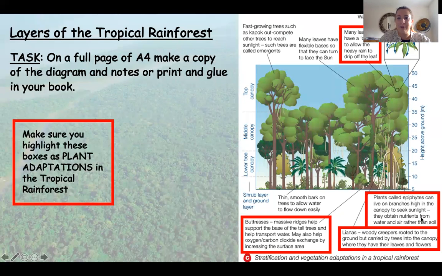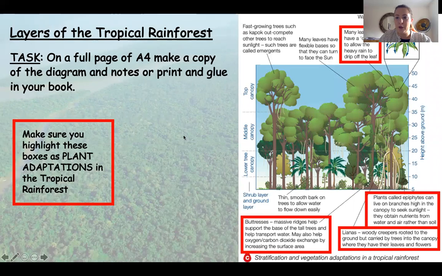Then our next bit is looking at the layers of the tropical rainforest. On a full page of A4 or half a page, it's up to you, I want you to make a copy of this diagram. It doesn't have to be a work of art, but you've got the layers of the tropical rainforest, and then the notes around. The ones I've highlighted with the red box round are the plant adaptations. You could quite easily get a question of describe and explain the plant adaptations in a tropical rainforest, for 6 marks or 4 marks. So they're quite important to be aware of.